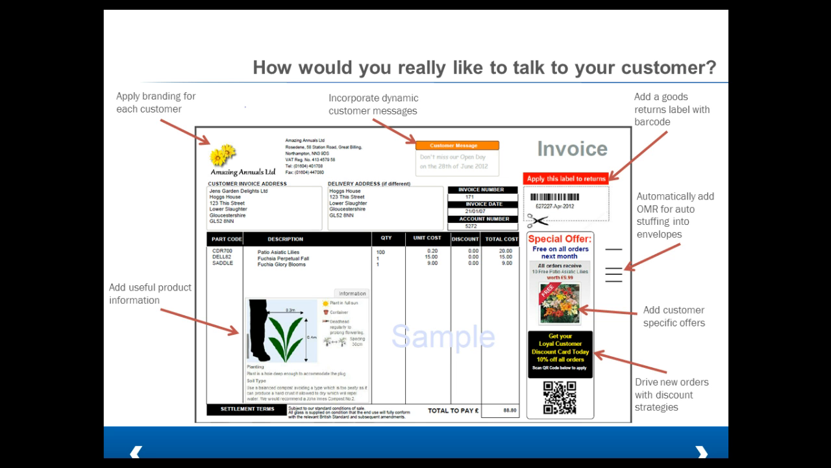Let's look at the really interesting bit, the document design. Here's an example. If you've got a group of companies, all with different branding, we can switch these on and off with logic so that each customer gets the correct branding. We can incorporate dynamic customer messages, goods return labels with barcodes. We can even add special offers specific to the customer. You'll see here we've added OMR marks to allow auto stuffing into envelopes. And we can also add product information, and this is dependent on the product the customer has just ordered. So it's all driven by logic.